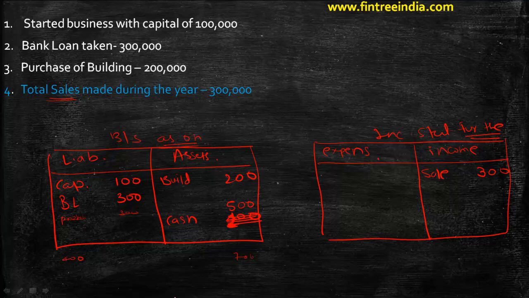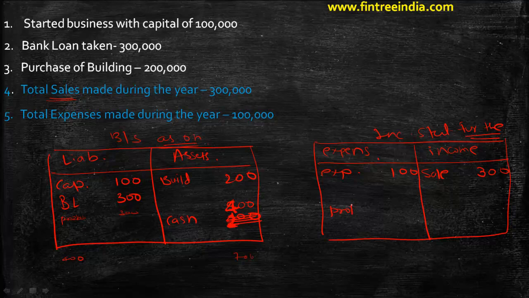So let us go and see the transaction. Transaction number 5, total expense made during the year $100,000. So expenses 100, and the second effect is that since we have made an expense, our cash is going to reduce. So now our cash is 400. And now once we have posted all the entries, we will find out what is the total amount of profit that we have. Total sales are 300, expenses are 100. That means the amount of profit is going to be 200.